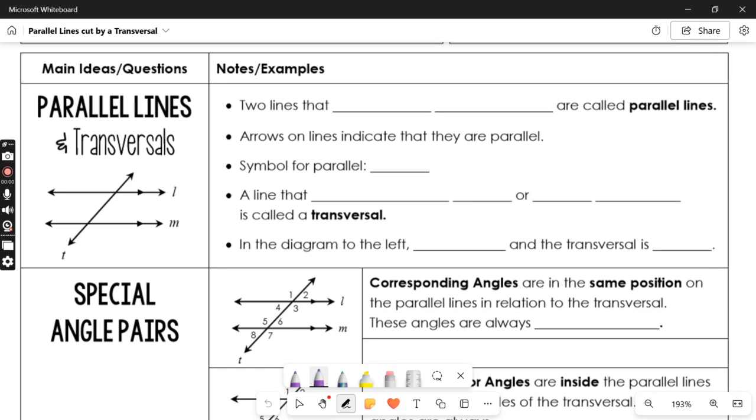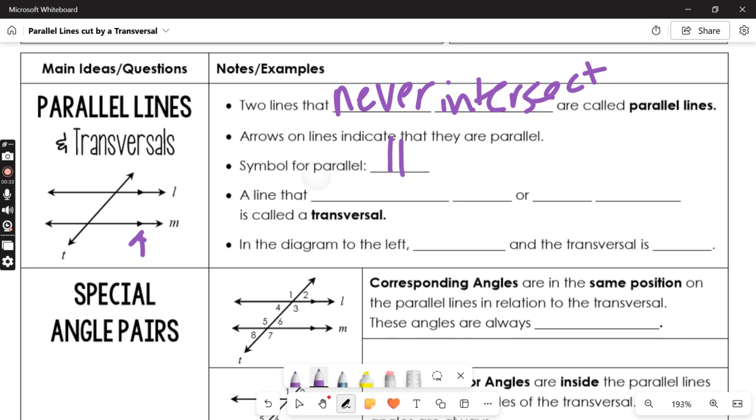So two lines that never intersect are called parallel lines. Arrows on the lines indicate that they're parallel. If you see these little triangles right here, those are letting you know that L and M are parallel. The symbol that we use for parallel when we're writing is two lines that look parallel.